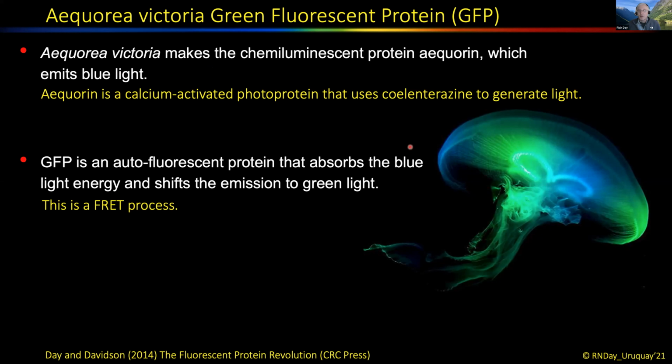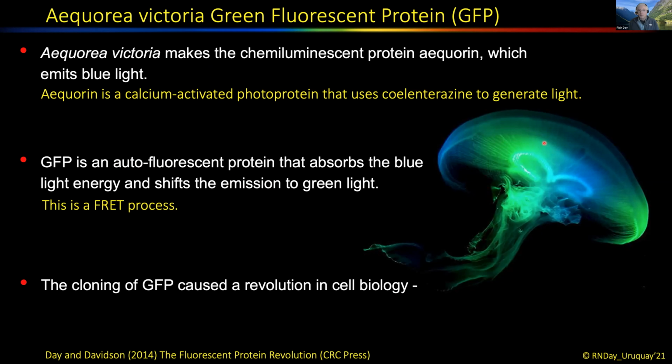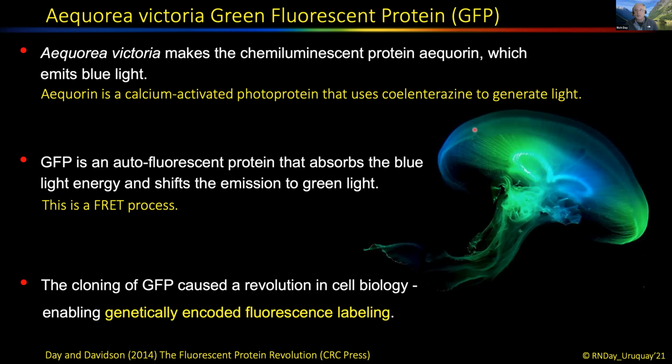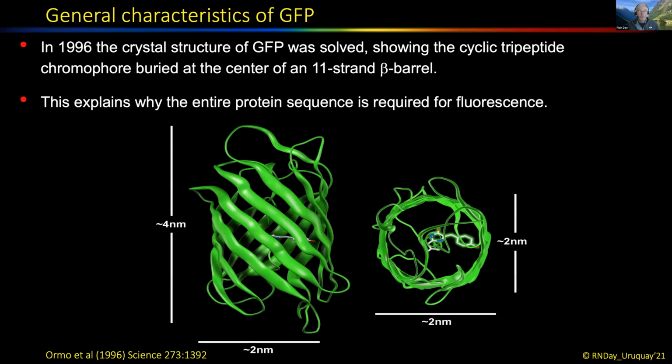So the jellyfish has also evolved a second protein, GFP, the green fluorescent protein, which is an autofluorescent protein that absorbs that blue light energy and then shifts that emission to green light. And this is actually a FRET process that takes place inside the jellyfish. And of course, the cloning of GFP caused a revolution in cell biology because for the first time, it enabled us to genetically encode fluorescent labeling.